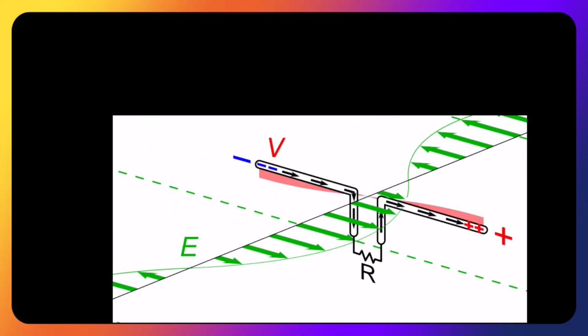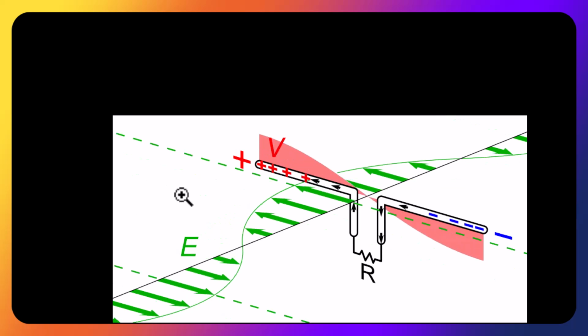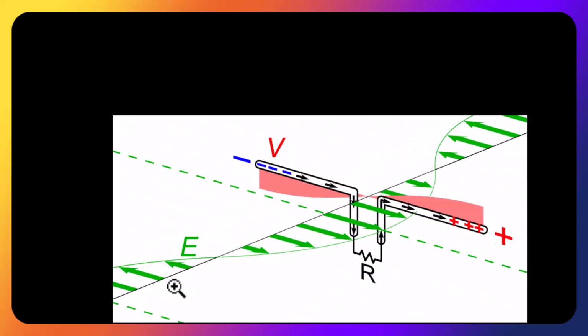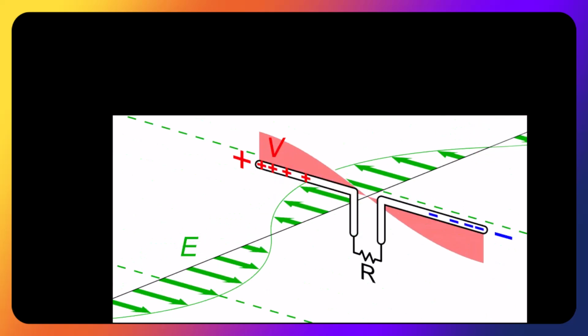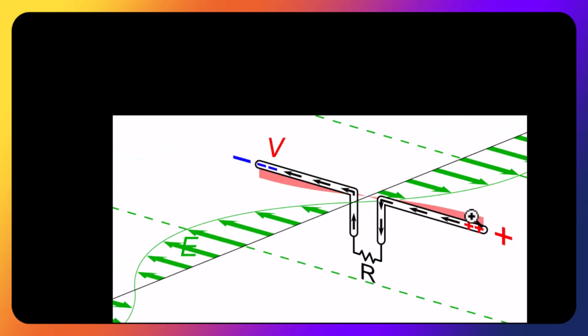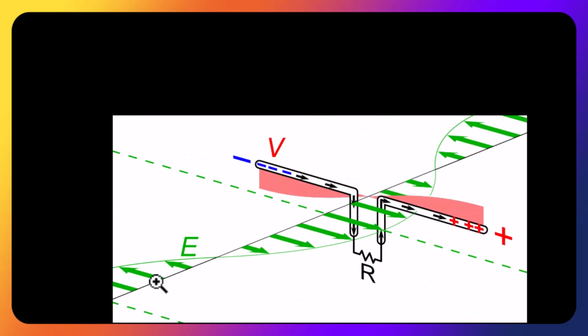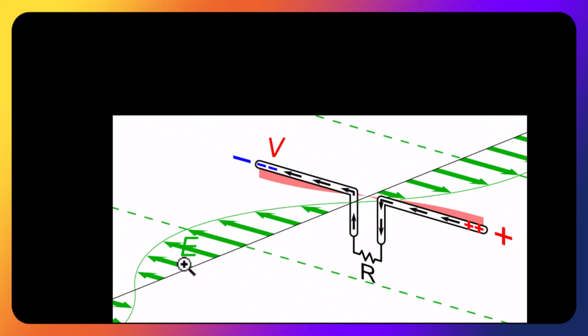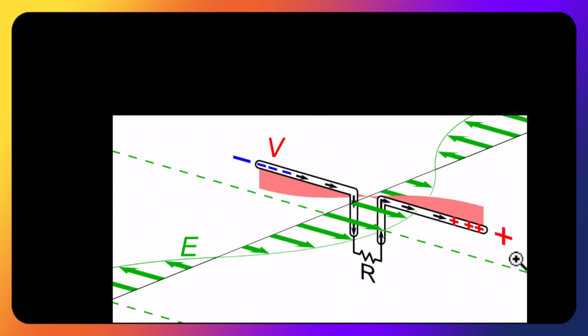Okay, here I'm showing the radiation pattern of a receiving dipole. So E would be the magnetic wave and V would be the voltage wave. And this receiving antenna is picking up the magnetic wave and converting it to an electrical signal.